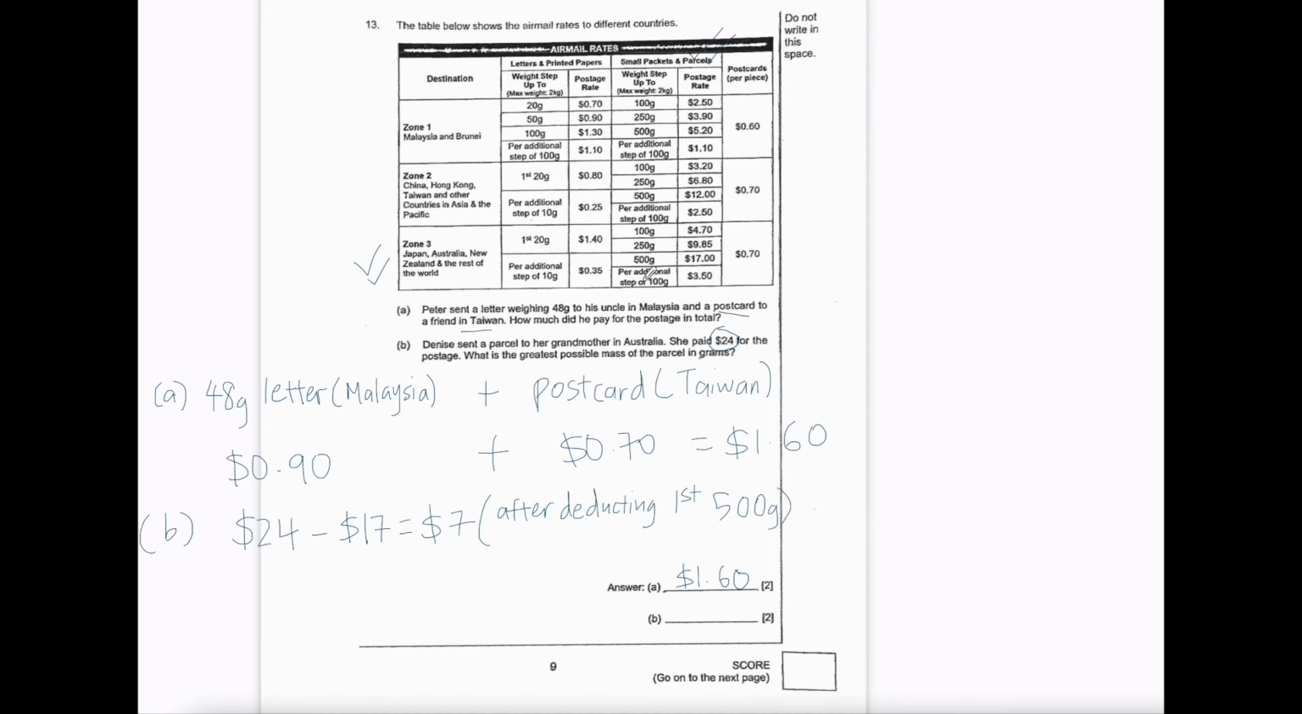So additional step of 100 grams. For every 100 grams, I'll pay $3.50. So I actually still have $7. Let's find out how much this is. I will take 100 divided by 350 times 7. My answer will be 200 gram. So I have 500 gram and I have 200 gram, so my answer will be 700 grams. So the greatest possible mass of the parcel in grams will be 700 grams.